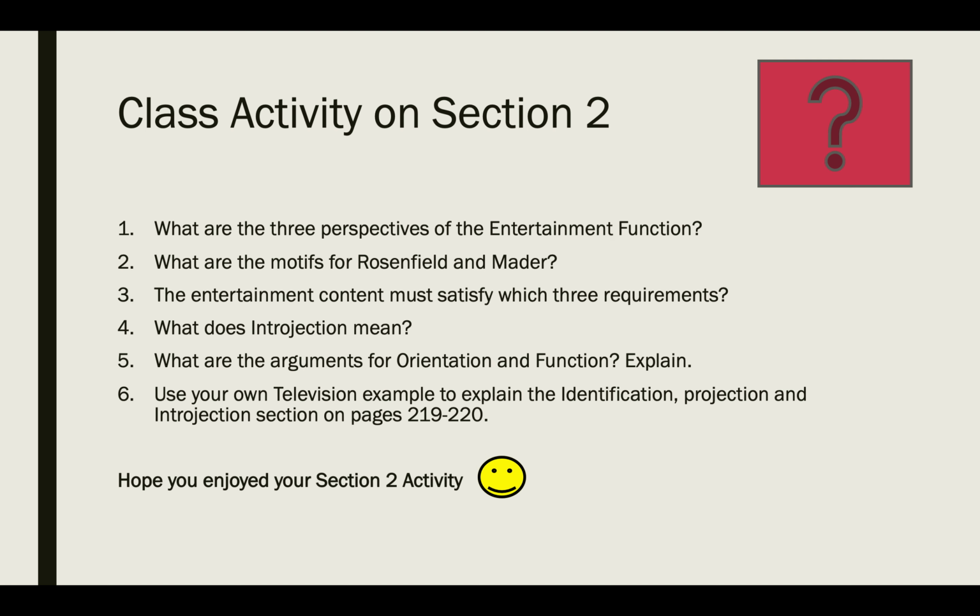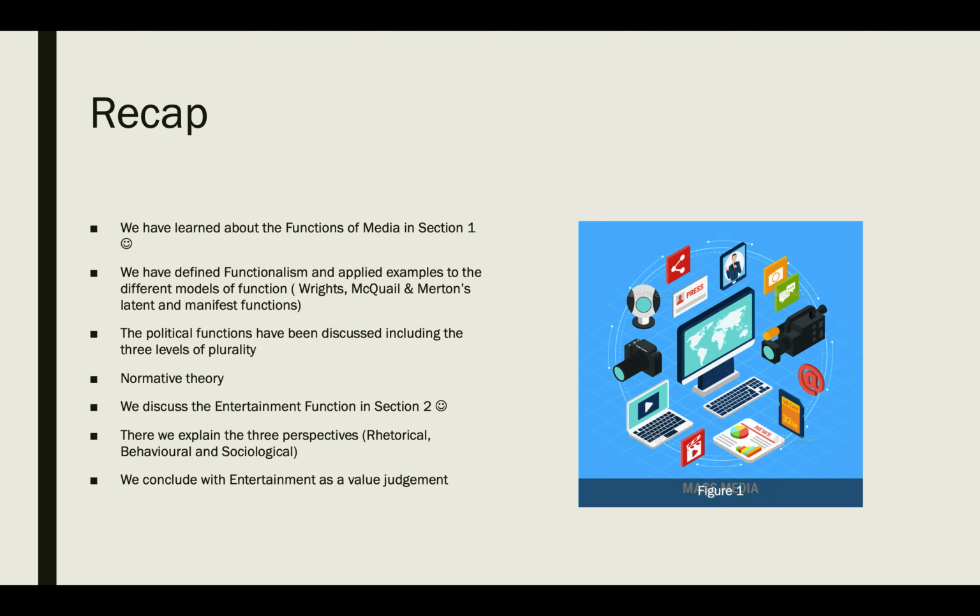Here we have a bit of a question section that you might be able to answer. What are the three perspectives of the entertainment function that we just went through? What are the motives for Rosenfeld and Maida, which is the rhetorical perspective? The entertainment content must satisfy which three requirements? What does interjection mean? What are the arguments for orientation and function? And use your own television example to explain identification, projection, and interjection.